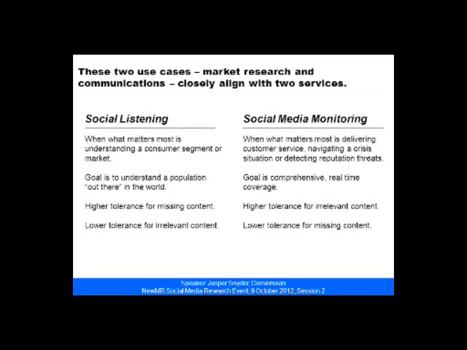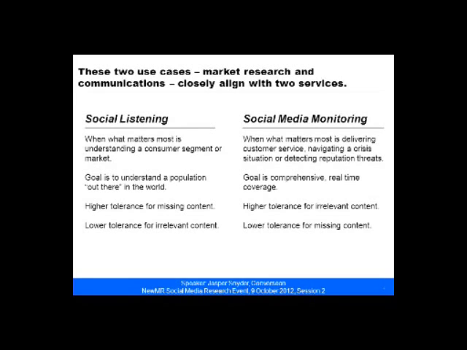And in terms of its requirements, it has a much higher tolerance for missing content. It doesn't need necessarily to be absolutely comprehensive. However, the other side of the coin is it has a much lower tolerance for irrelevant content. So when you're analyzing a set of data, you don't want 60% to be absolutely non-germane or non-pertinent.